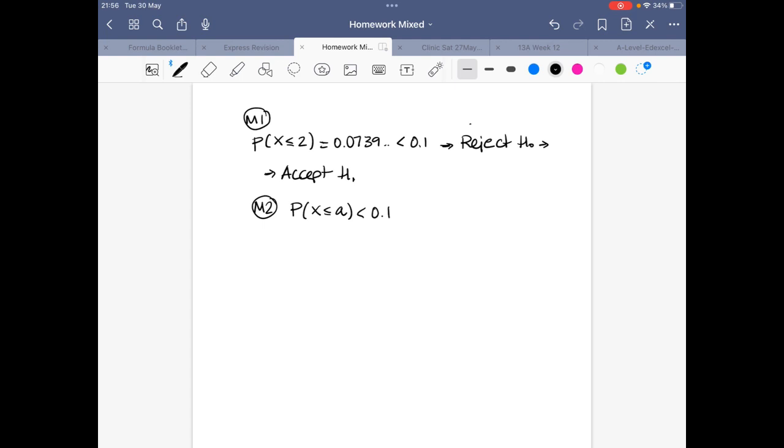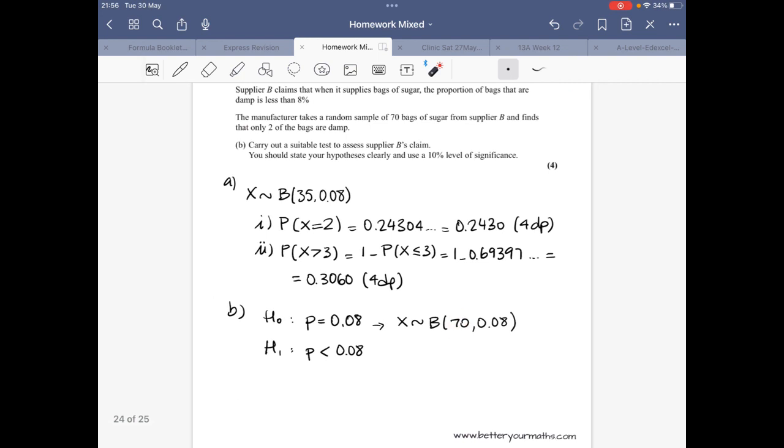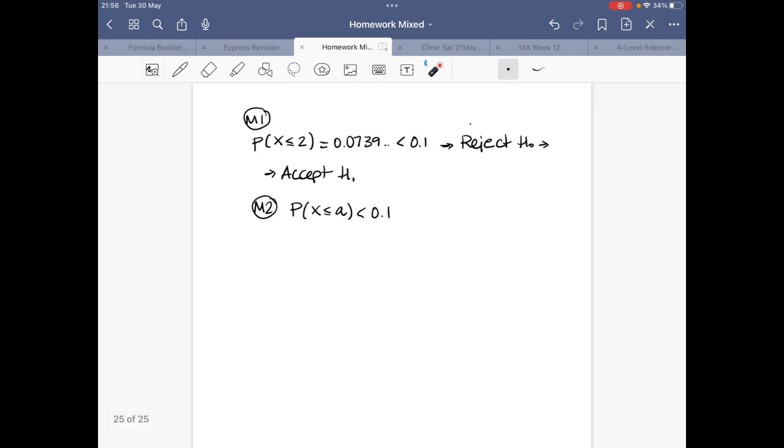If this binomial is in the tables, we can use the tables. They are in the formula booklet, but they are up to n 50 and we have n 70, so this is not in the tables. We have to use the calculator and it's a bit of trial and error, where you have to try different values of a until you get the first one such that the probability is smaller than 0.1. That first value is 2. And the probability, as we saw here, is 0.07. This is a coincidence.